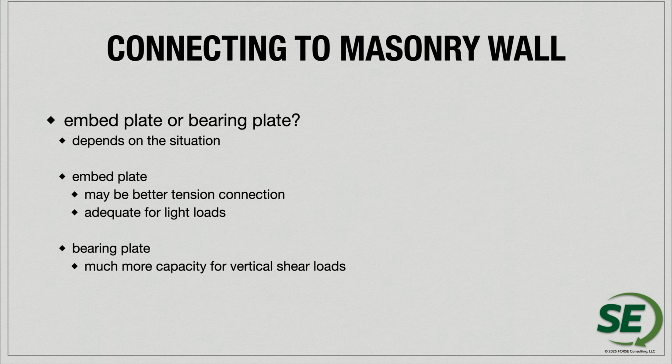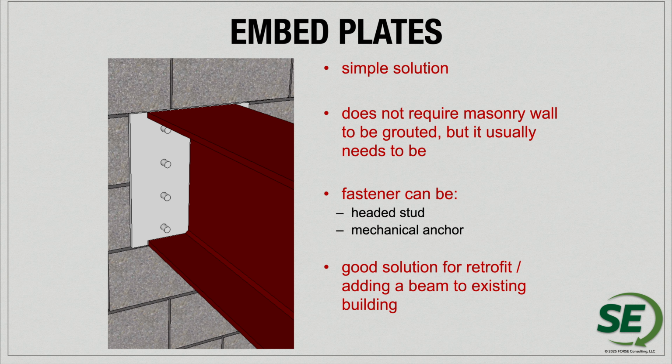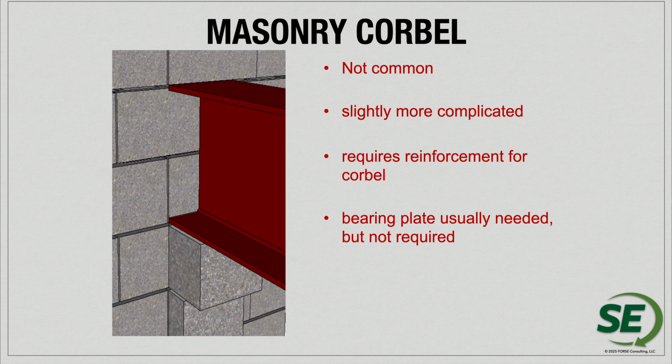Let's kind of walk through what some of those examples look like. So again, an embed plate, where you'd actually face mount a plate on a masonry wall. It's relatively simple. You certainly can add these steel members to connect to a masonry wall after the fact. You certainly probably have to look at whether it's a grouted or non-grouted masonry wall to understand the full capacity for the anchors, but it's a good retrofit solution for adding a beam to an existing building.